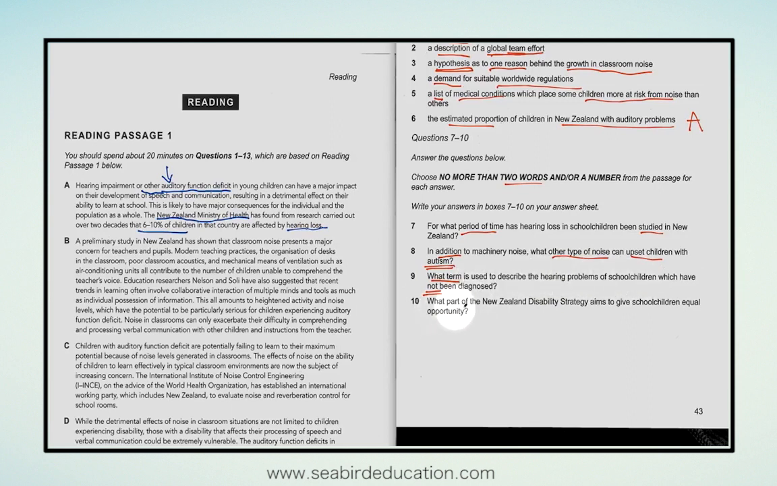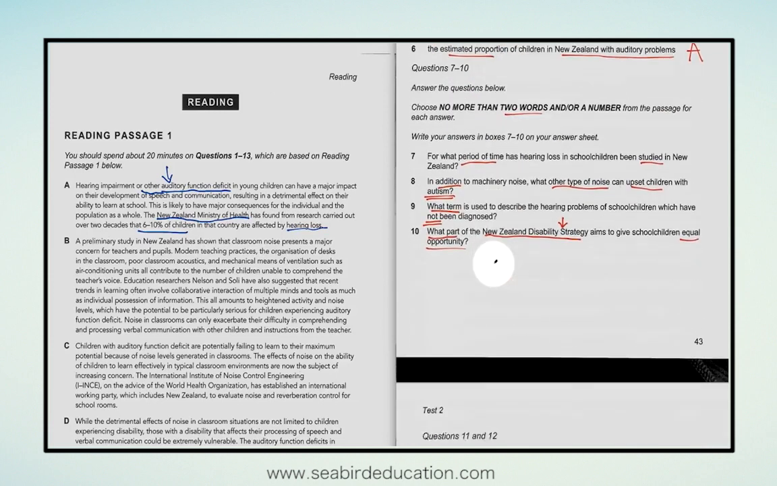Okay. And what part of the New Zealand disability strategy aims to give school children equal opportunity? New Zealand disability strategy. Notice these are capitalized, so they're going to mention it in the text. So what part of it aims to give school children equal opportunities? Okay, equal opportunity. Let's have a look if there's any other questions.